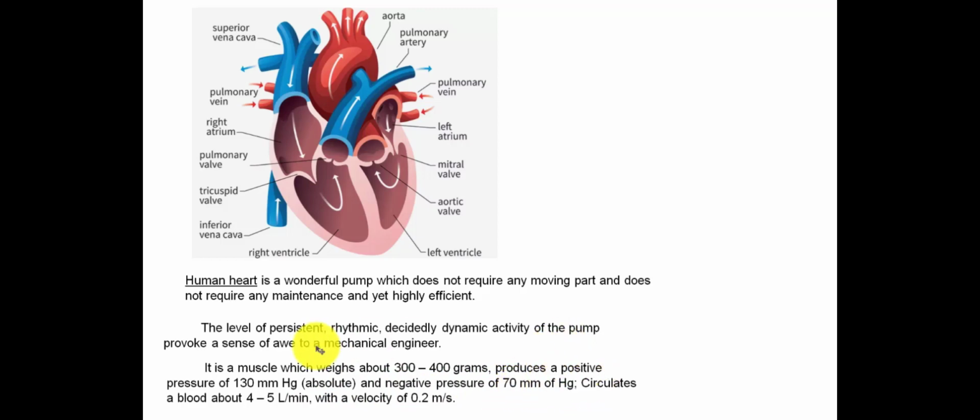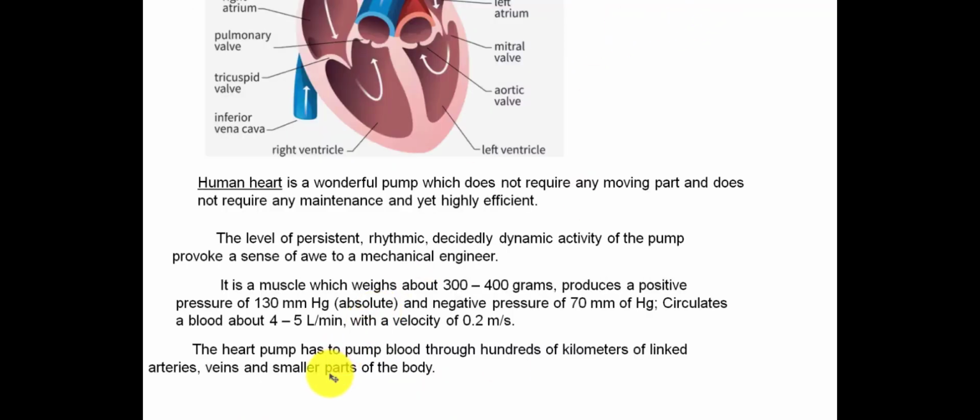It regulates a volume flow rate of 4 to 5 liters per minute at a velocity of 0.2 meters per second. Would you imagine that? Now the heart is required to pump the blood through 100 kilometers of linked arteries, our blood vessels. This is responsible for circulating, which is also the main function of a pump.